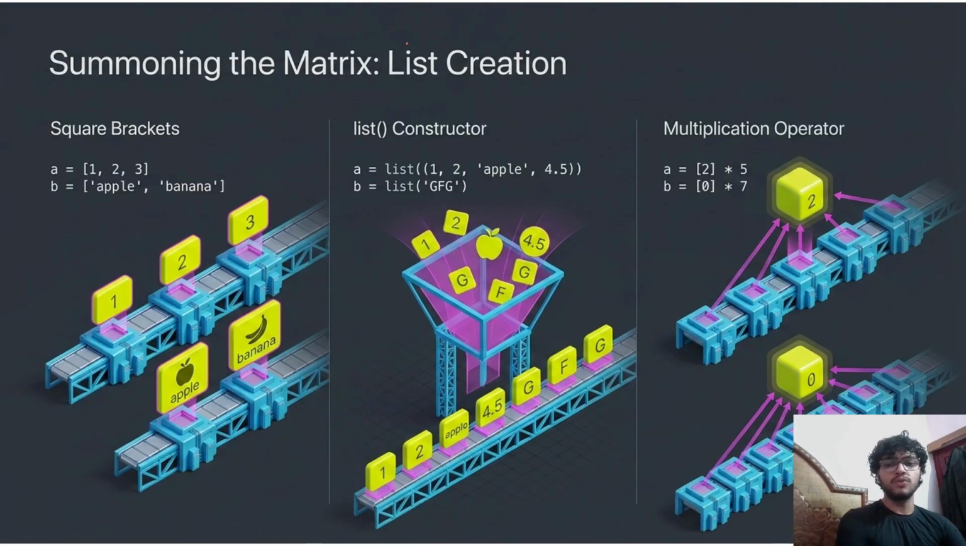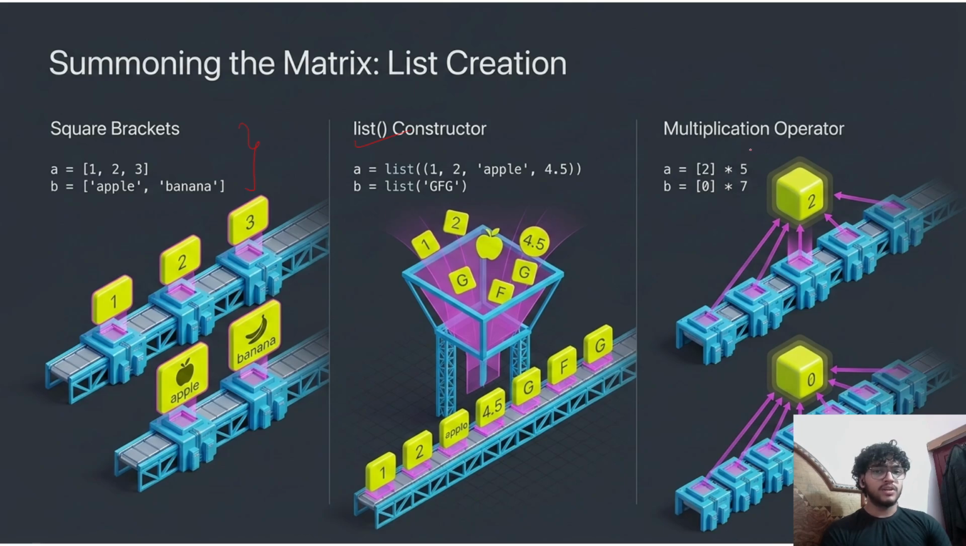Now, how do we create a list? Creating a list has three methods. First of all, square brackets. You can just use normal square brackets like this and put the values inside of it. Then there is the list method. You just write list, and inside of that, you write the different types of data you want to store, just like this.